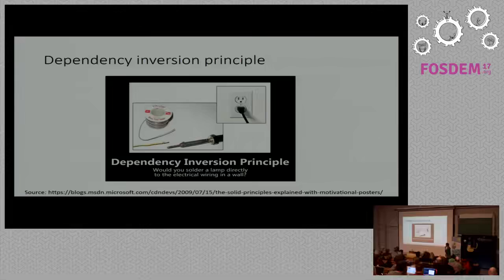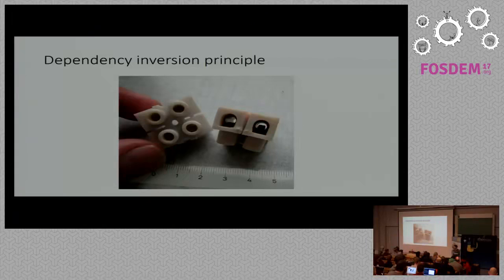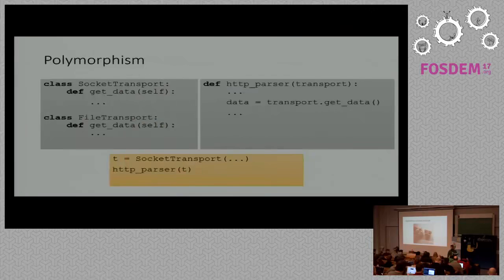I found this picture. Would you solder a lamp directly to the electrical wiring in a wall? We're not going to do that, of course. If we want to connect a lamp to the electricity, we think of an interface. And probably that's something like this kind of connector. This allows us to replace the lamp, for instance, by a different lamp. Or if we want to connect the lamp to a different power supply, like a battery, we can replace the power supply as well. So we think of an interface between those two components.